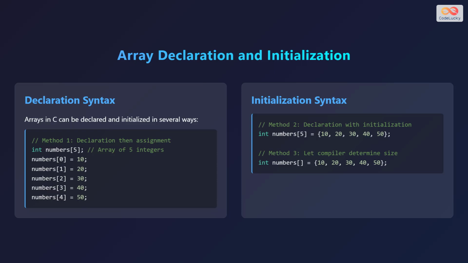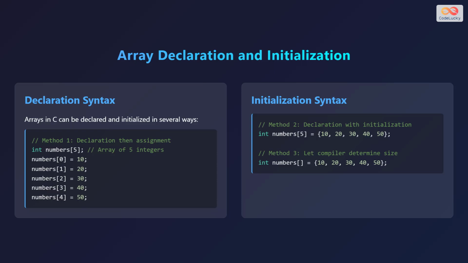Arrays in C must be declared before they can be used. Arrays can be declared and initialized in several ways. Method 1 involves declaring the array first, and then assigning values to each element individually. For example, you can declare an array of 5 integers named numbers, and then assign values to numbers at index 0, numbers at index 1, numbers at index 2, numbers at index 3, and numbers at index 4.